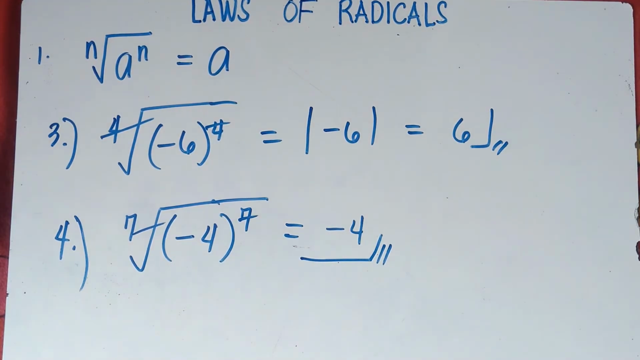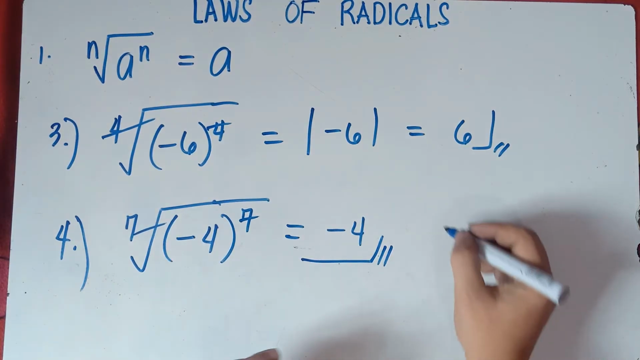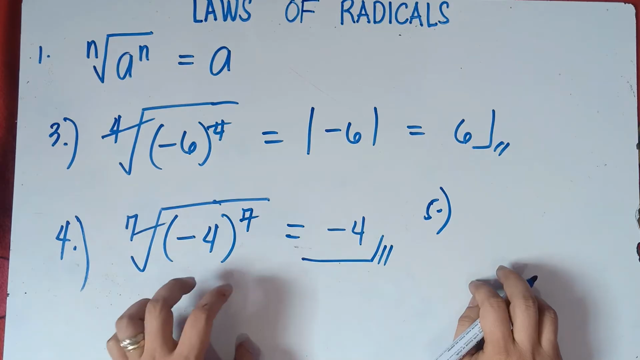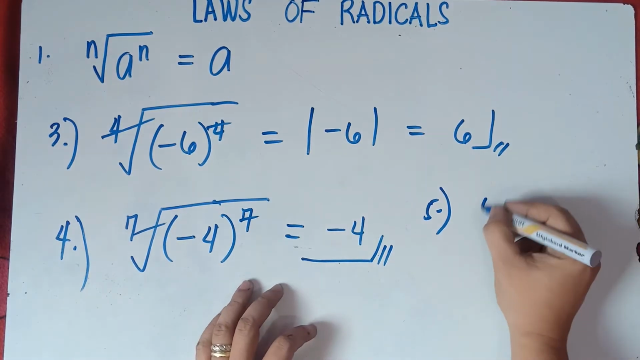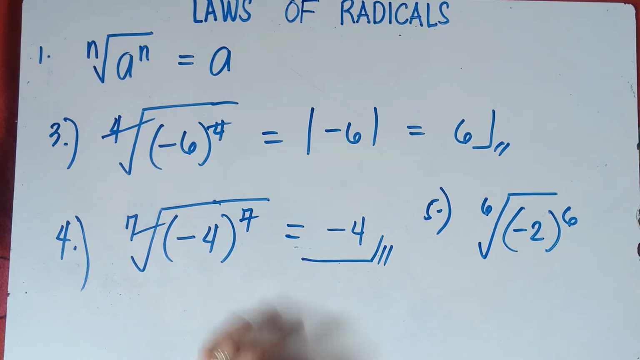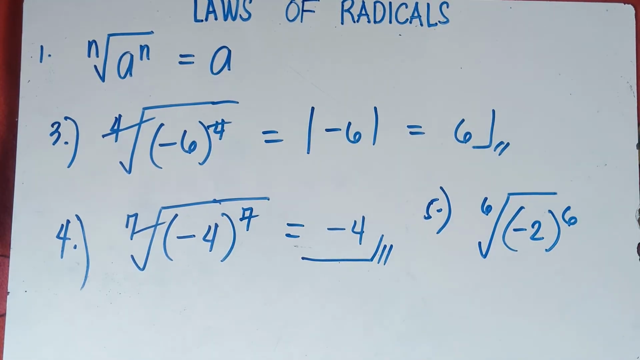Negative 4. Alright, so you try this one, class, and you put your answer in the comment section down below. Let me check if you really understand this one, class. So, what if you have the sixth root of negative 2 raised to the power of 6? What would be your answer, class?